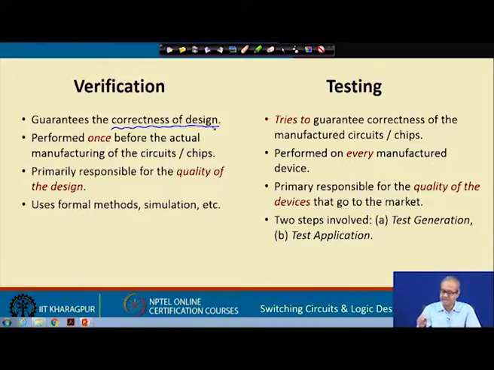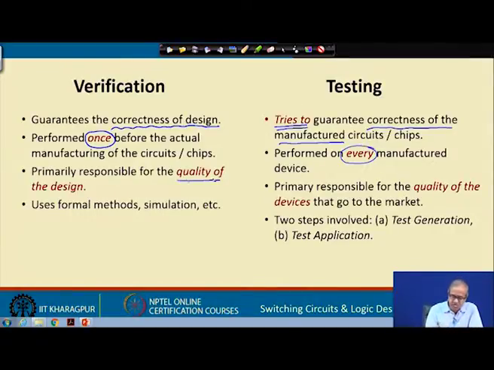Now, in contrast, testing, as I just now mentioned, can never give a 100% guarantee. It tries to guarantee correctness of the manufactured hardware. It can be circuits, chips, anything. For verification, because we are talking of the design which possibly you have done on a piece of paper, this is performed only once before you start the actual manufacturing. Right. Now, in contrast, faults can occur in each and every device. Therefore, testing must be performed on every manufactured device. This is one important difference.